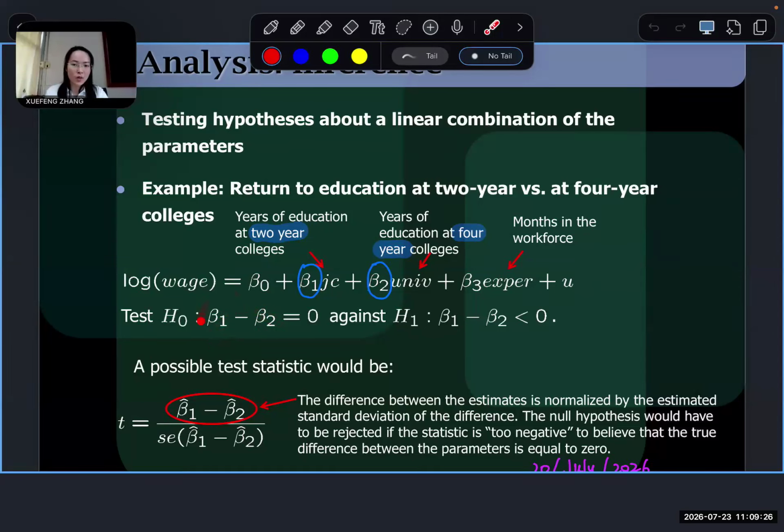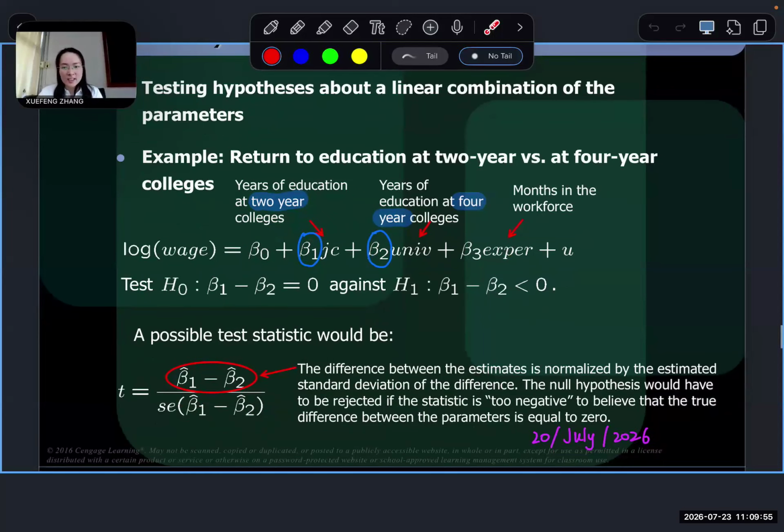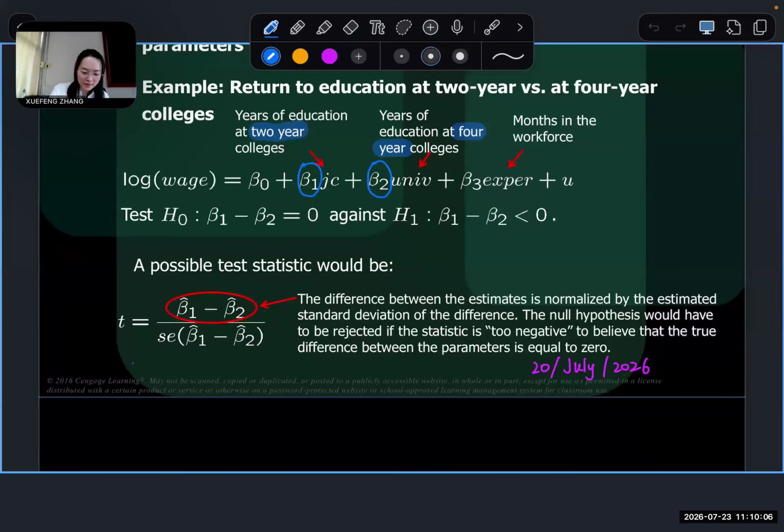Before, we only tested one beta, right? So right now, we are actually testing a linear combination of the parameters. And this is the possible statistic, which is the t ratio, okay, the formula. What is the formula here? Beta 1 hat minus beta 2 hat divided by SE of beta 1 hat minus beta 2 hat. So the problem is the denominator here: how do we get the SE? We square root the variance, right? So we basically square root the variance.